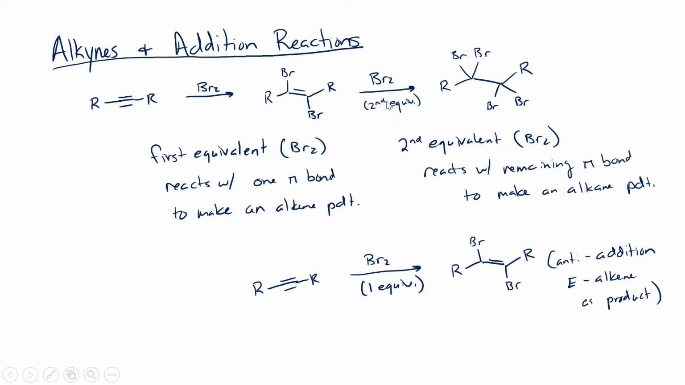But most of the time, we're going to add 2 equivalents and go all the way to the 4 bromines on there, because this is easier, because it'll react and then it'll react again. All right, so imagine what will happen if we take an alkyne and react it with HCl, 2 equivalents. Okay.